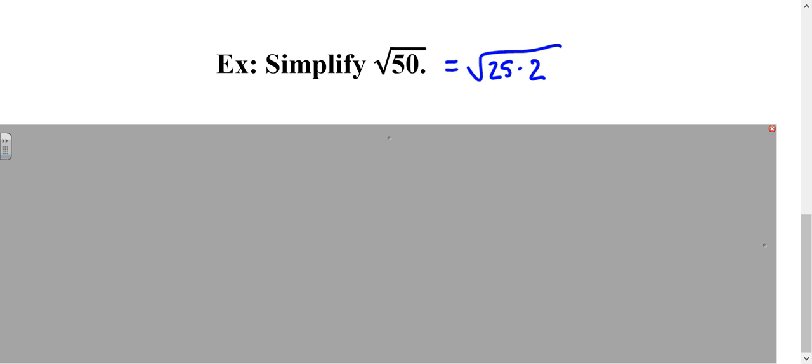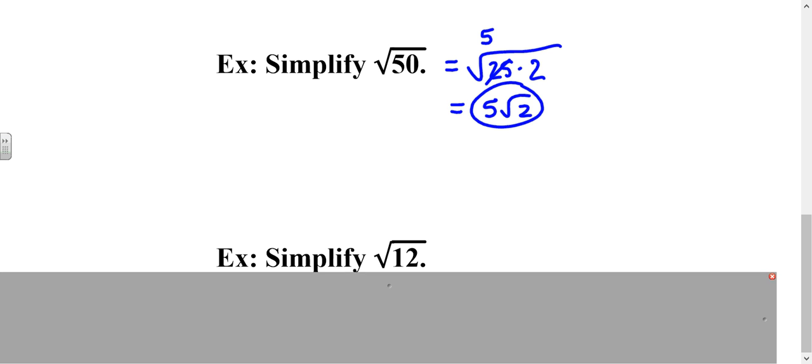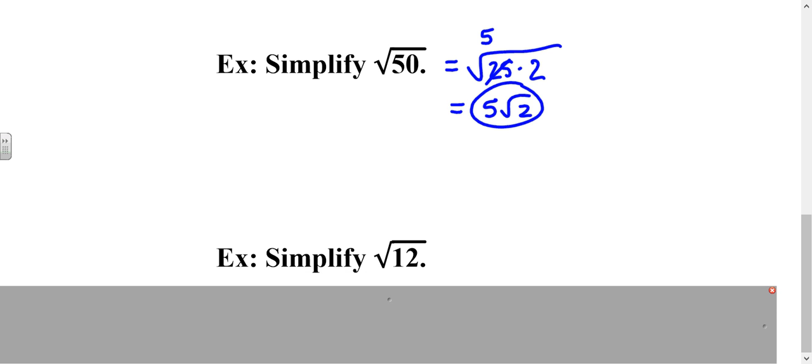What is the square root of 25? It would be 5, so the 5 comes out. So the answer is 5 root 2. Because 2 can't be divided by any other perfect squares, we know that we're done. I think we've got one more on here.